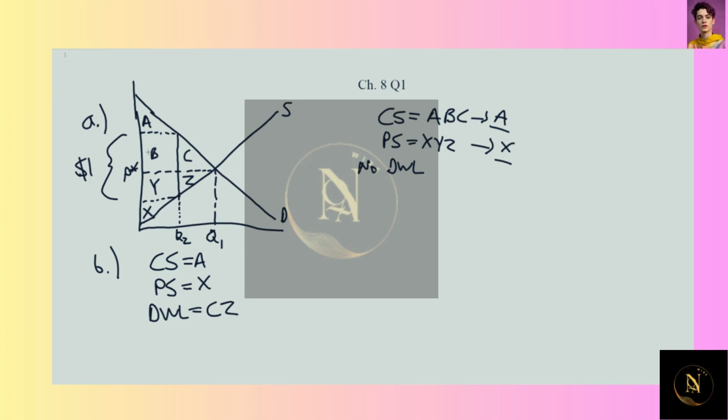And the government revenue will just be the $1 per unit tax times the quantity sold or exchanged, which is just Q2.